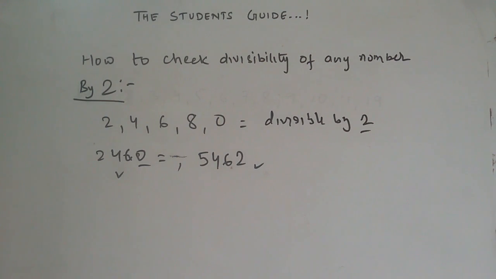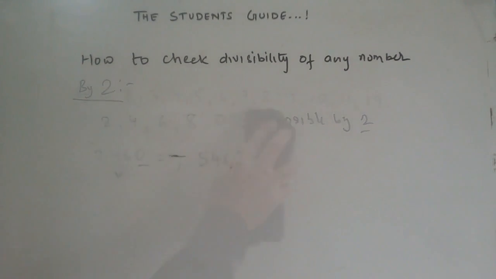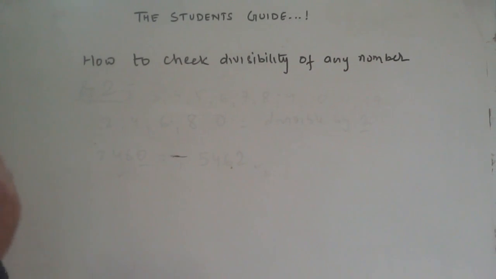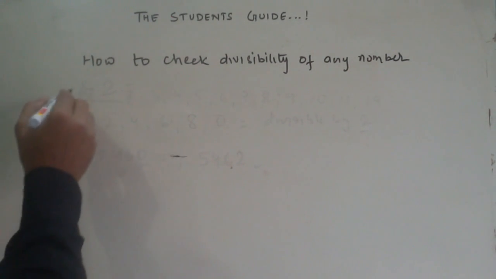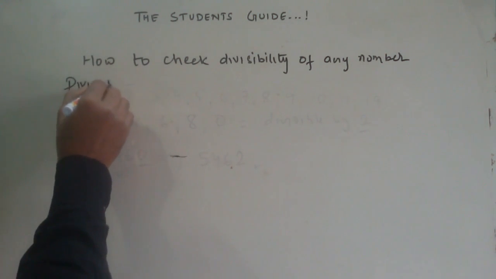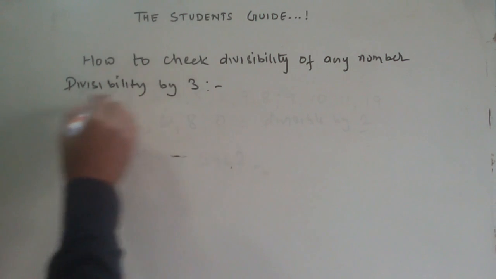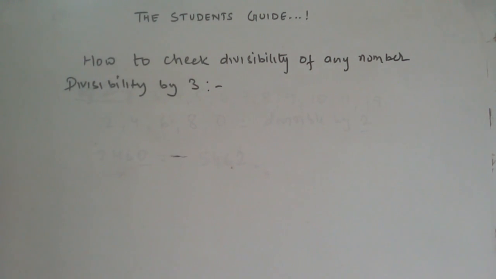Now let's see if the number is divisible by 3. Now we will see whether the given number is divisible by 3 or not. We will check the divisibility by 3: if the sum of the digits of the given number is divisible by 3, then the whole number is divisible by 3.